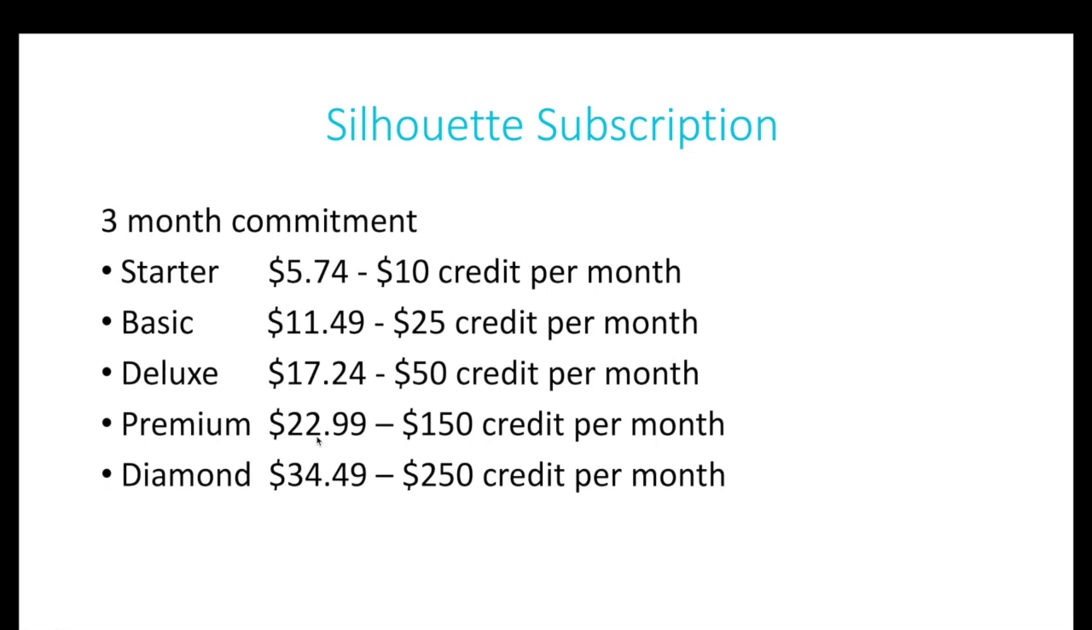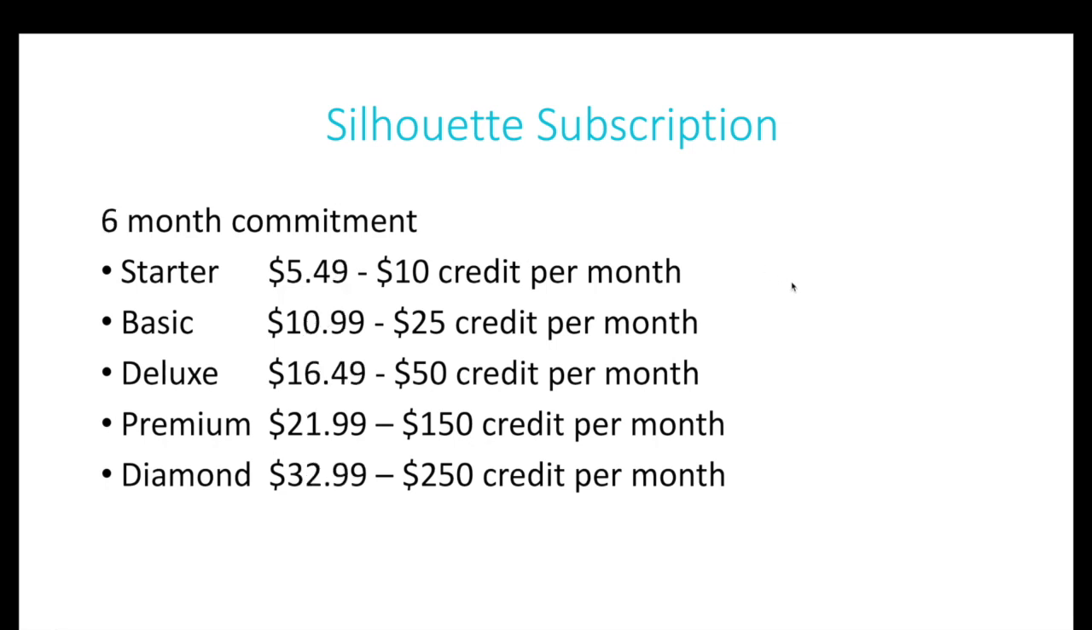So for $22.99, you get a $150 credit per month. Again, you're paying about $23 a month for 3 months, and you're getting a $150 credit per month. That is basically $450 that you're getting for 3 months for which you've paid $23. The next one would be the diamond tier, and you're at $34.50, and you get a $250 credit per month. And again, this is all if you choose the 3-month commitment.